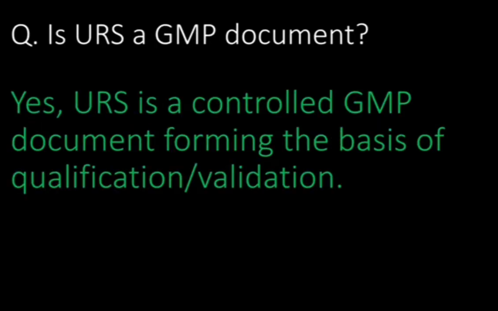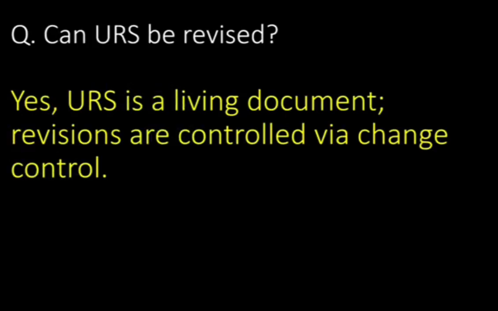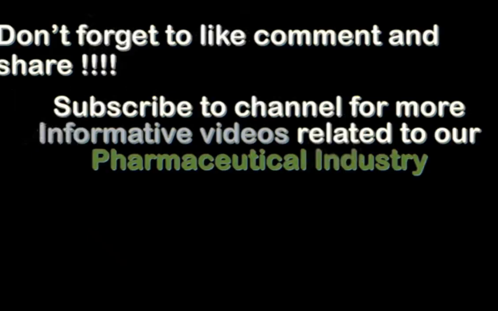Is URS a GMP document? Direct answer is yes. URS is a controlled GMP document forming the basis of qualification or validation. Very commonly asked question, can URS be revised? Direct answer is yes. URS is a living document. Revisions are controlled via change control.